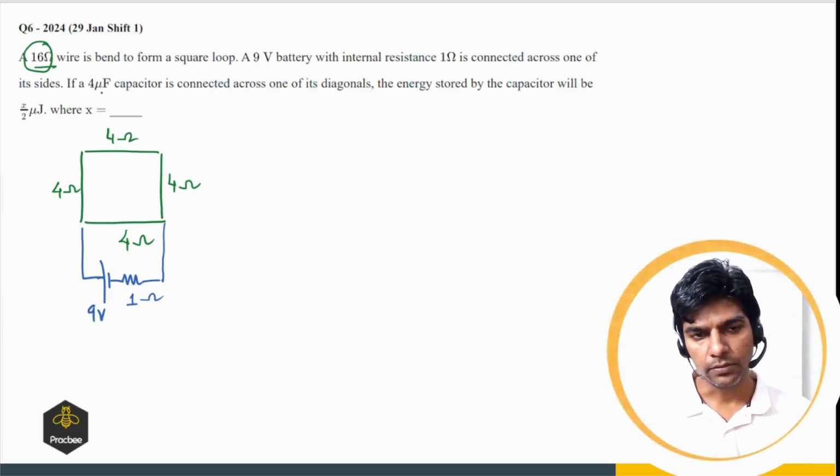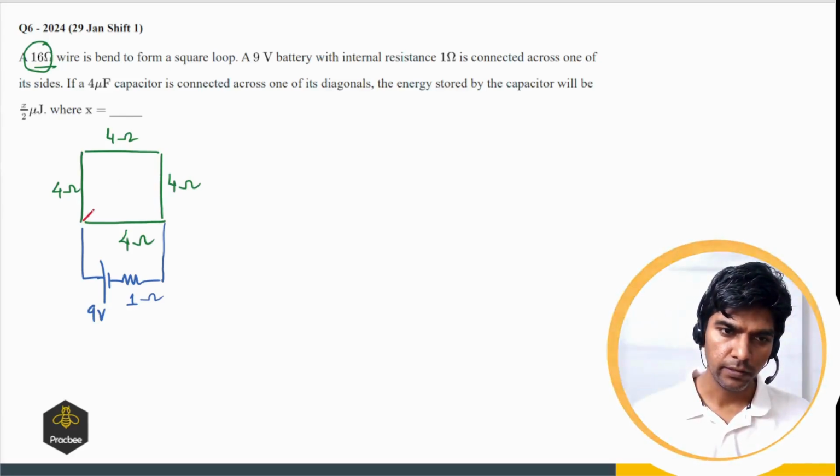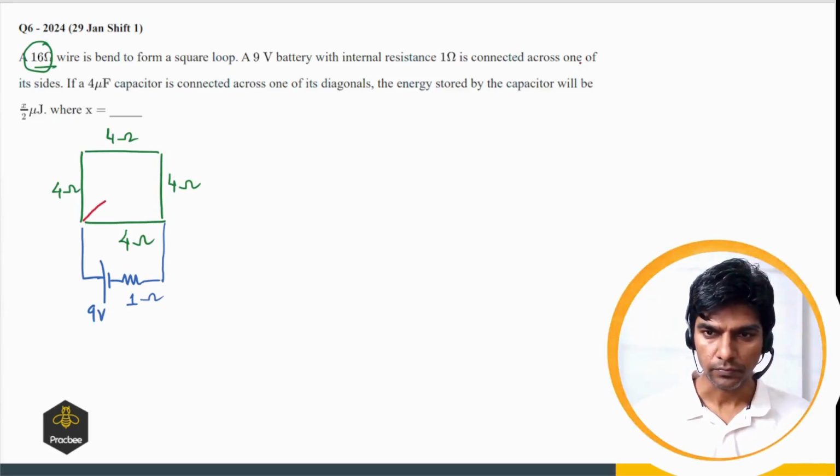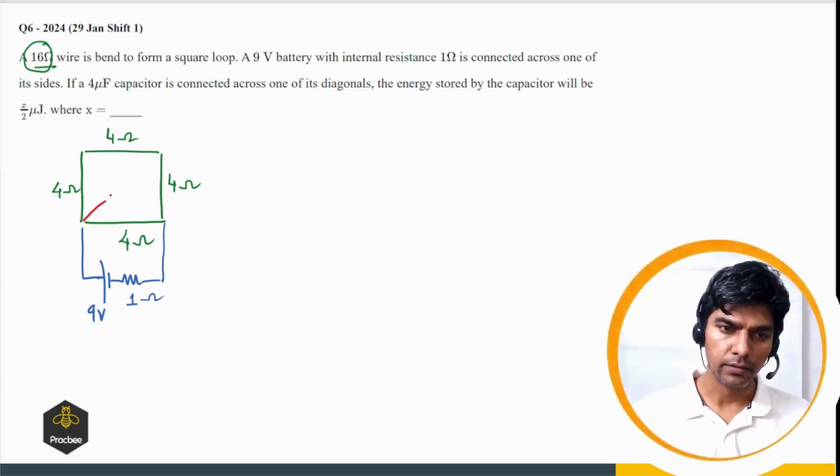If a 4 microfarad capacitor is connected across one of its diagonals, the energy stored by the capacitor will be x by 2 microjoules, and we have to find the value of x. So let us see, and we are connecting a capacitor along the diagonal.